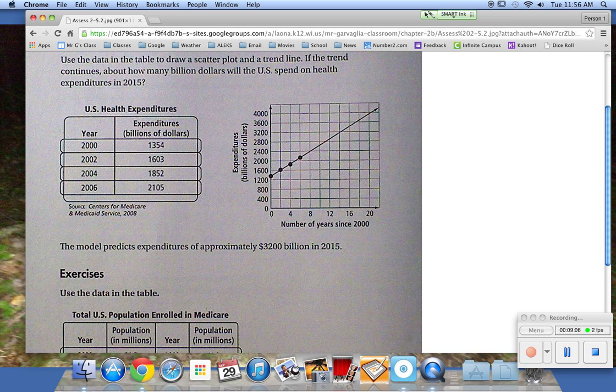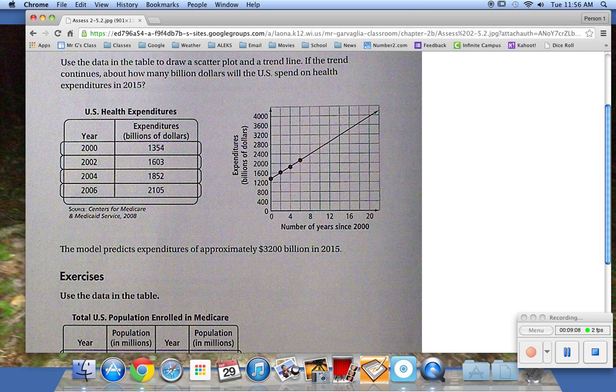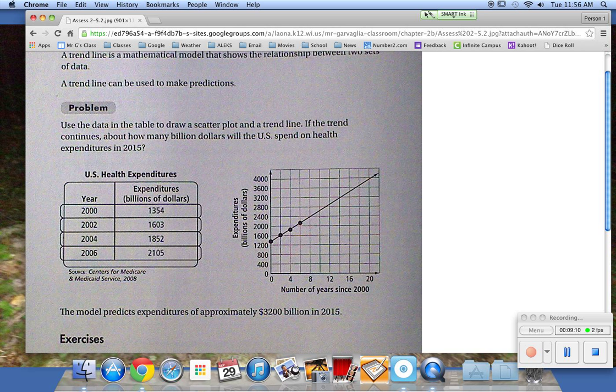All right. Let's take a look at this. U.S. data in a table, draw a scatter plot and a trend. If the trend continues, about how many billions of dollars will the U.S. spend in health expenditures in 2015? So now we're going to go into a prediction phase. Now we're going to turn around and say, okay, this is what our current data is.